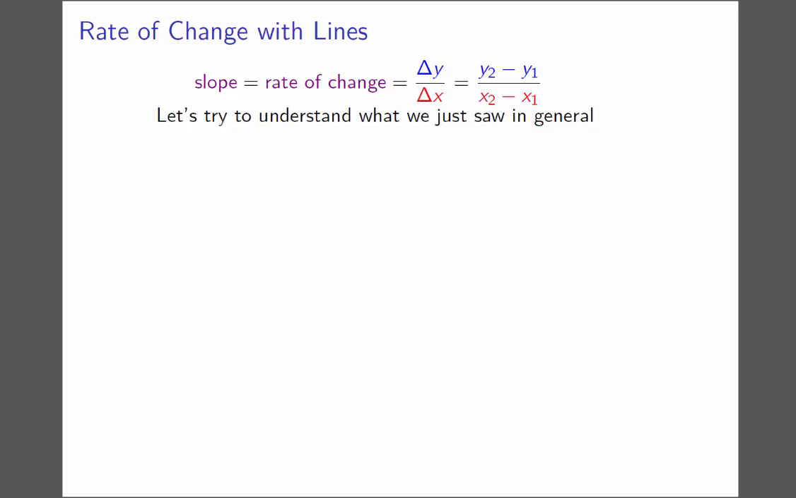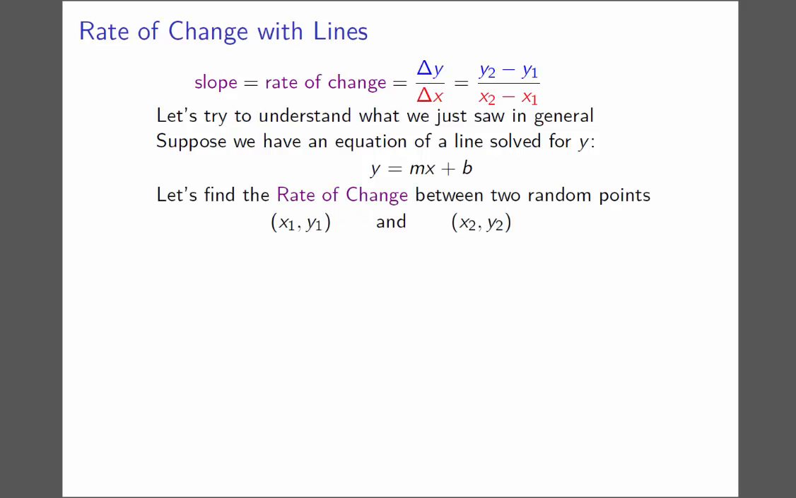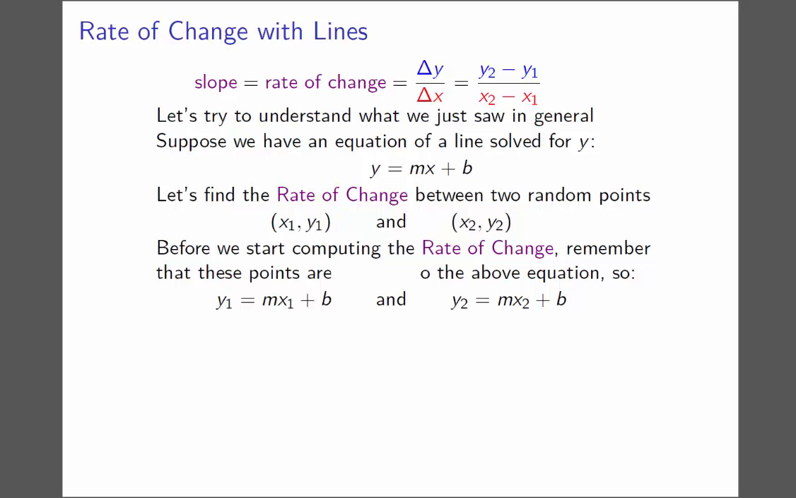Let's look at what we just saw and try to understand it in general. Suppose we have an equation for a line that's solved for y. y equals some number m times x plus b. Let's find the rate of change between two random points, (x1, y1) and (x2, y2). Before we start computing the rate of change, remember that these points are solutions to the above equation, which means y1 equals m times x1 plus b, and y2 equals m times x2 plus b.